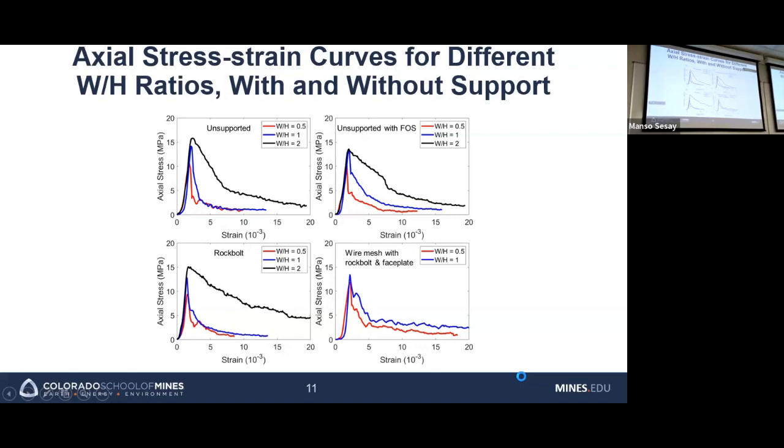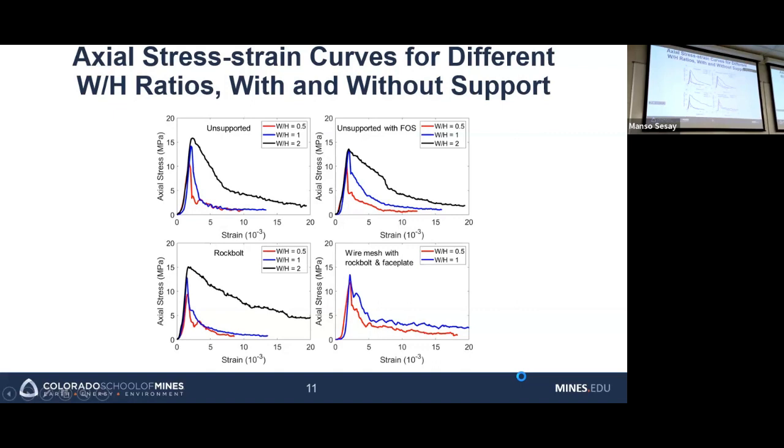But one interesting result is when we put the rock bolt and wire mesh for the respective width height ratio, the strength didn't increase. It's around 10 MPa for width height of 0.5, around 13 to 14 MPa for width height of 1, and the same for width height of 2. So why is it happening? We are not increasing the strength of the specimen, even if we are putting the rock bolt or the wire mesh.